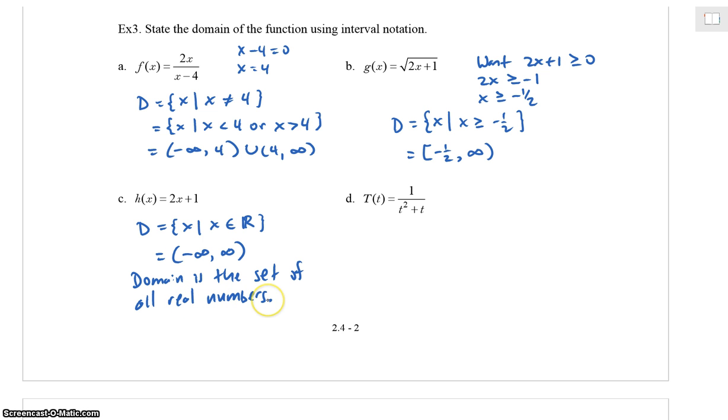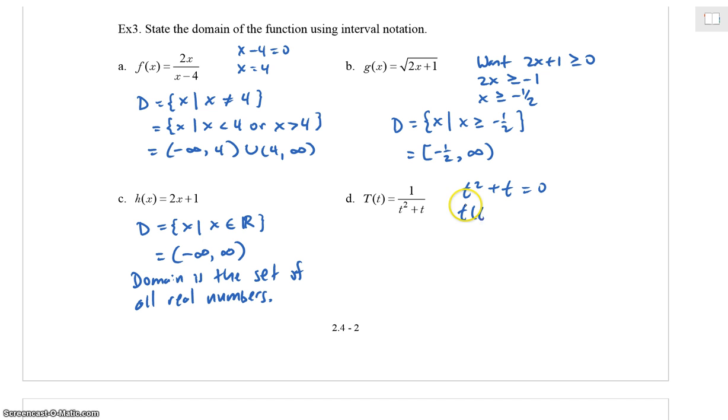And then for our final function for example 3, capital T of t equals 1 over t squared plus t. Here the issue is the possibility of division by 0. How do we determine the values of t such that the denominator is 0? Well, take the expression in the denominator, set it equal to 0, solve the equation.